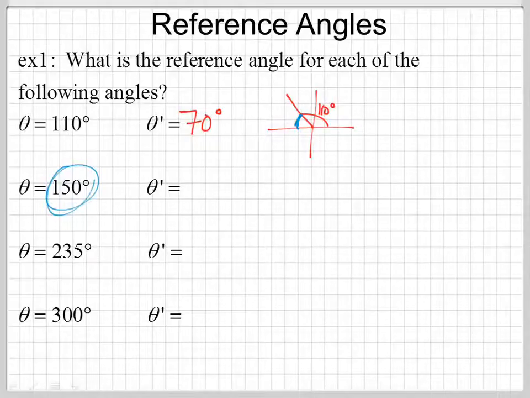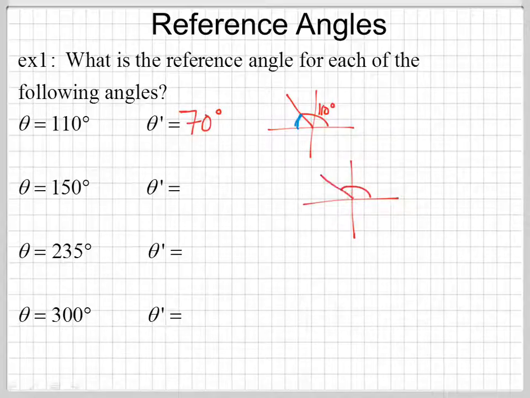So for 150 degrees, which quadrant is that in? That's in the second quadrant. You know because it's not more than 180, but you know that it's more than 90. So it's in the second quadrant. And to find this angle right here, you have to go 180 minus 150. So you get 30 degrees for your reference angle.